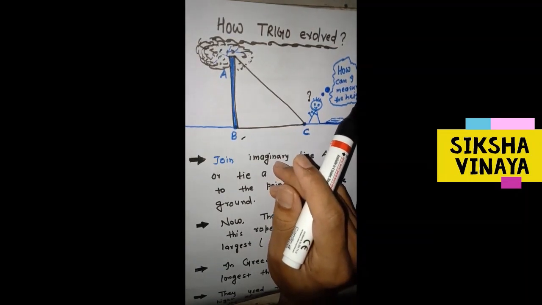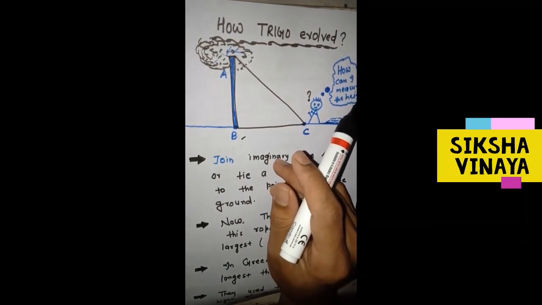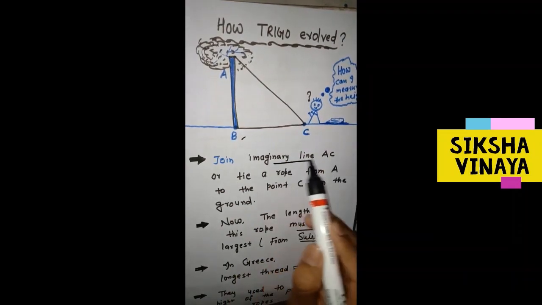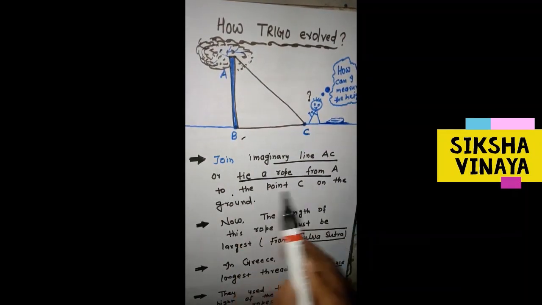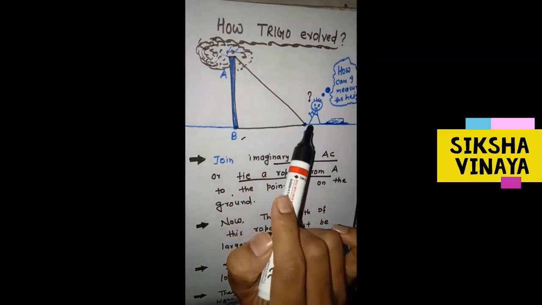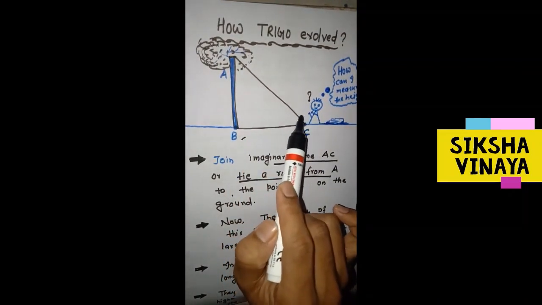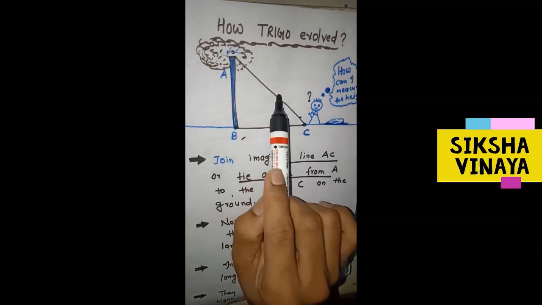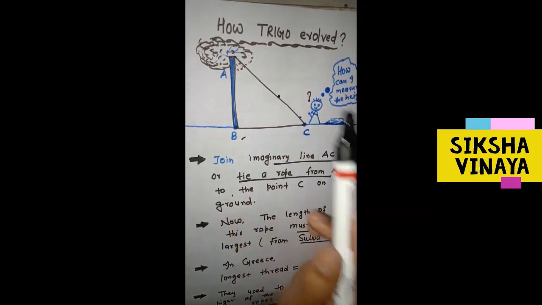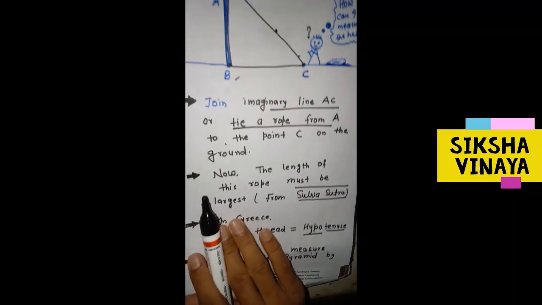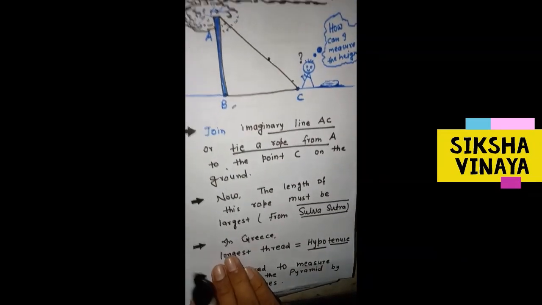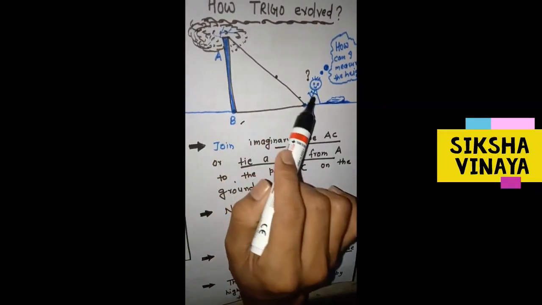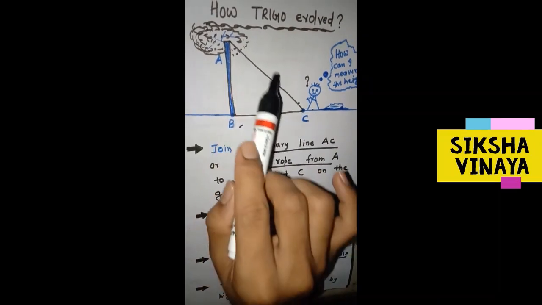So obviously, if you want to measure something, if you want to measure the height of a tree, you have to tie a rope. So you join an imaginary line AC, or tie a rope from A to C. Here you can see a person wants to tie from this to this. And now you can see here this line AC is the greatest. Why is this line AC the greatest?